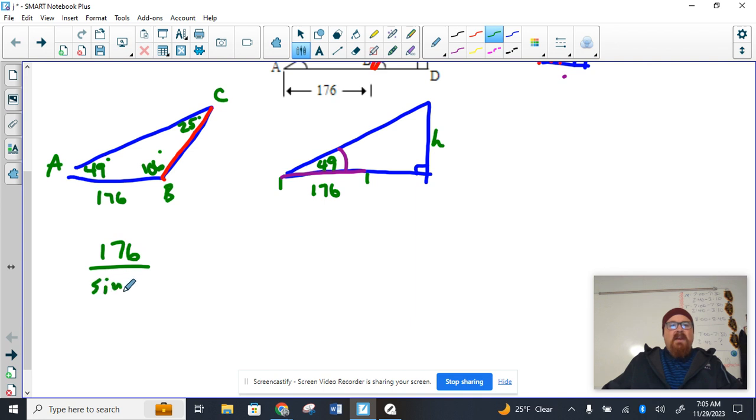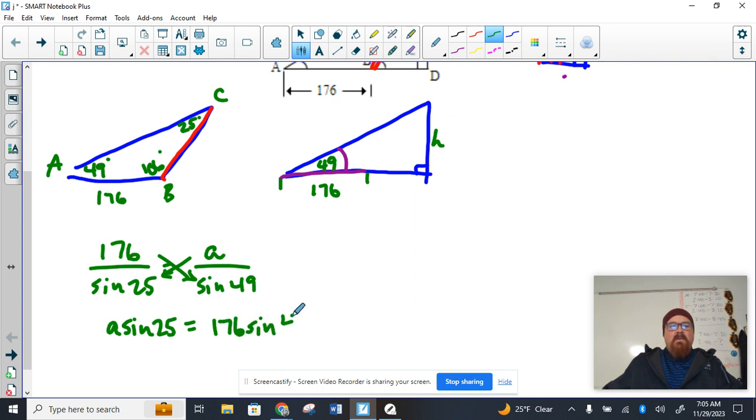176 over the sine of 25 degrees is equal to, I'm looking for this side, so I'm going to use angle A. We'll call this side A right here, times the sine of 49. We have our proportion. We're going to cross multiply. A times the sine of 25 is equal to 176 sine of 49.